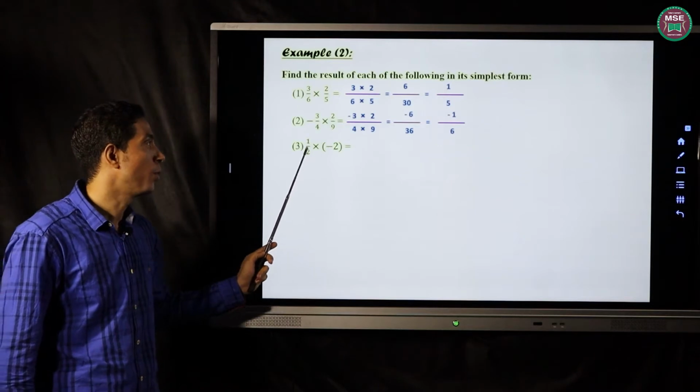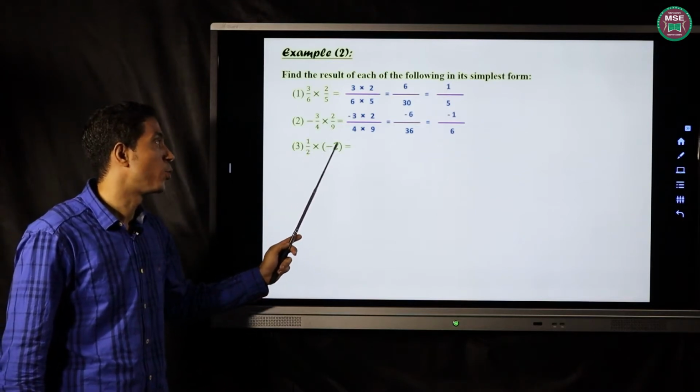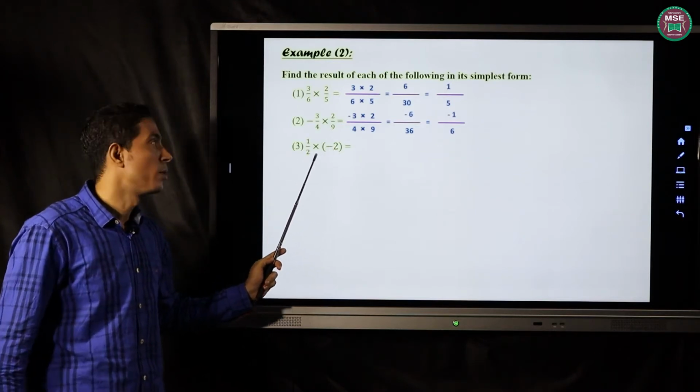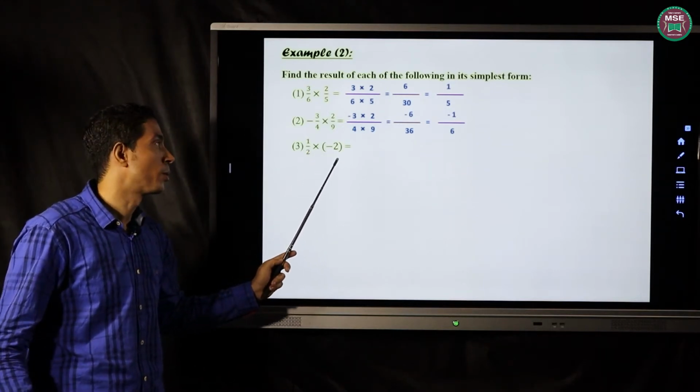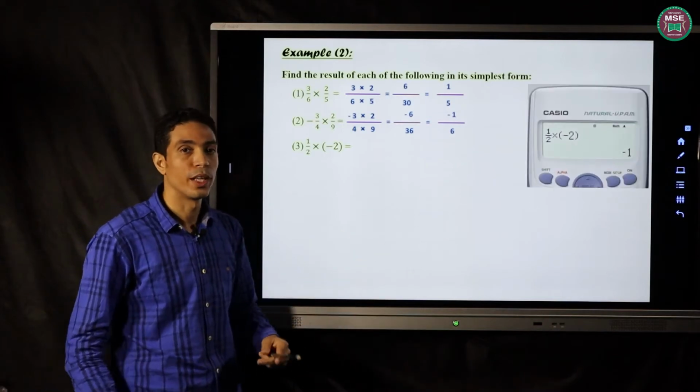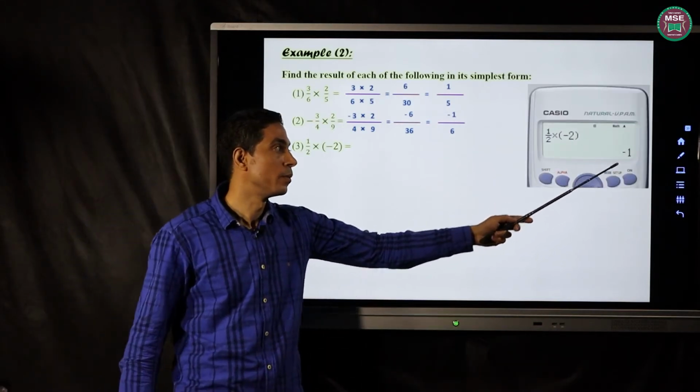Number 3, 1 over 2 times negative 2. The denominator of negative 2 is 1. Then 1 times negative 2 equals negative 2 over 2 times 1 equals 2. Negative 2 over 2 will equal negative 1.